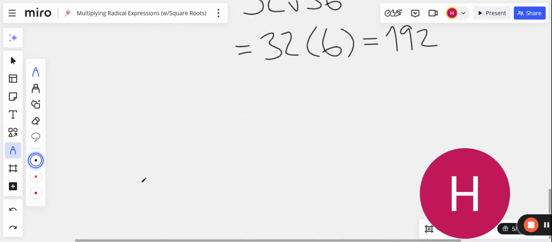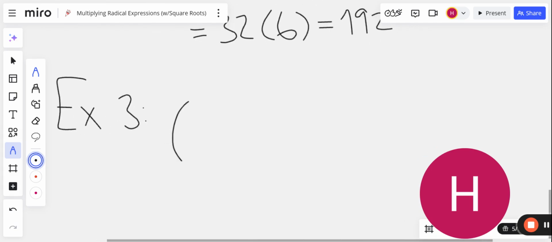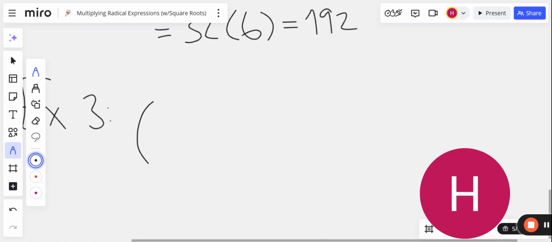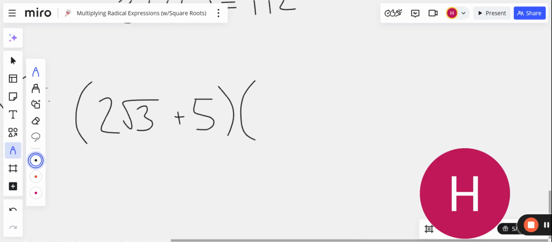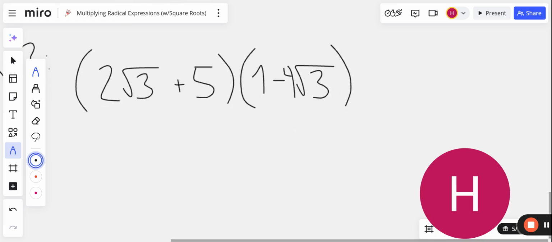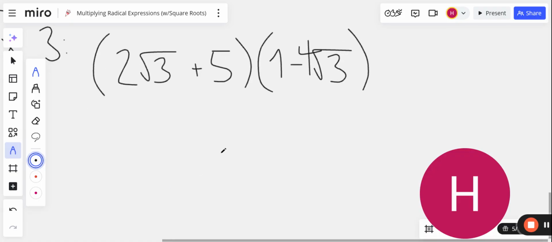All right, one last one we're going to work with here. This is a little bit more challenging. We're going to multiply a binomial that involves a square root. So we're going to multiply 2 square root of 3 plus 5 with 1 minus the square root of 3. Actually, let's call that a 4, just to make things a little interesting. Sorry, it's not written that nice. That's even a little worse, but at least the 4 looks nice.